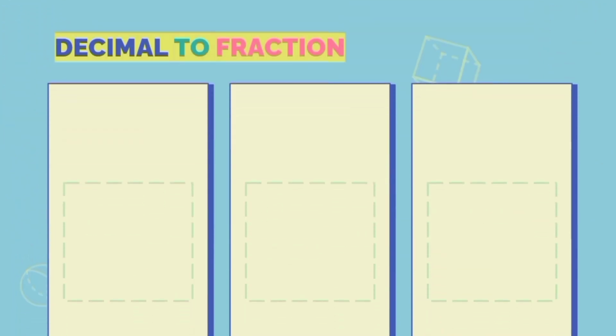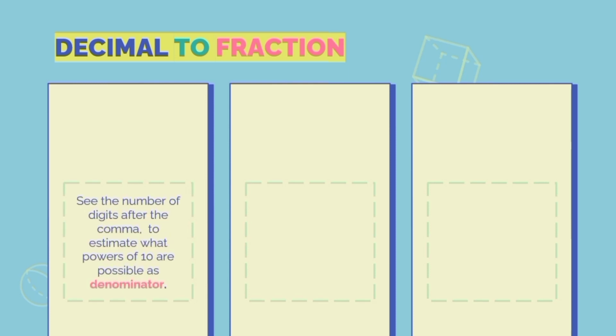Second, we will convert decimal form to fraction form. First, let's look at the number of digits after the comma to estimate the possible power of 10 to write as the denominator. The land planted with peanuts is 0.18 parts. The digits behind the comma in 0.18 are 2 digits, namely 1 and 8. So the denominator to be written in the fraction is 10 to the power of 2, which equals 100.